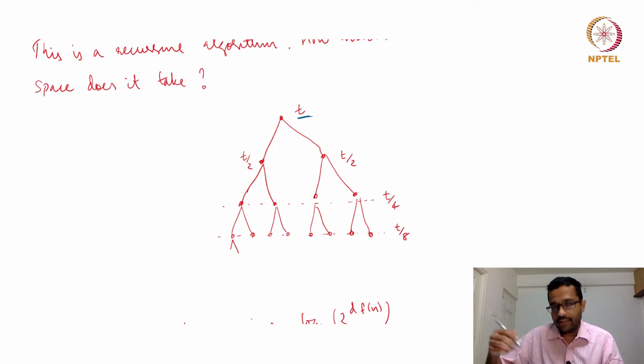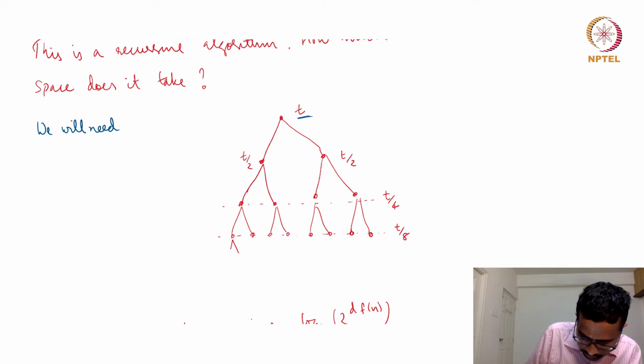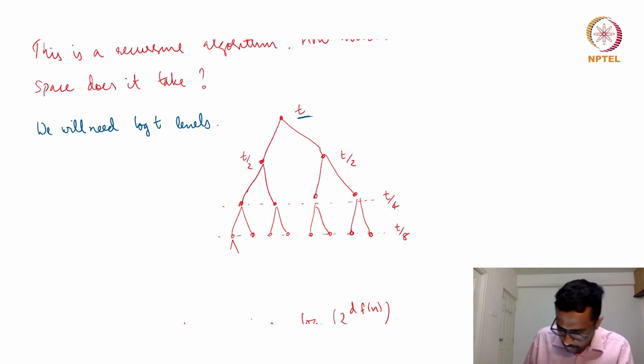Well, at each level the distance between the starting vertex and the destination vertex is becoming half. So how long does it take for t to become a constant, or t to become 1? The answer is simply log t to the base 2, right? So we will need log t levels. I am not sure if I said it before, but I will say it now.